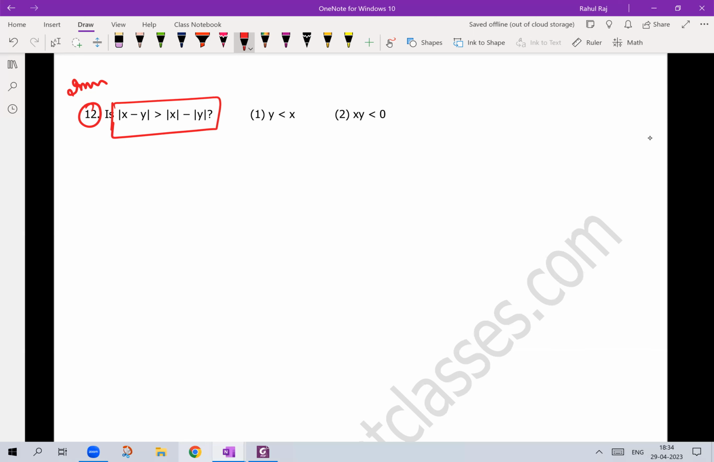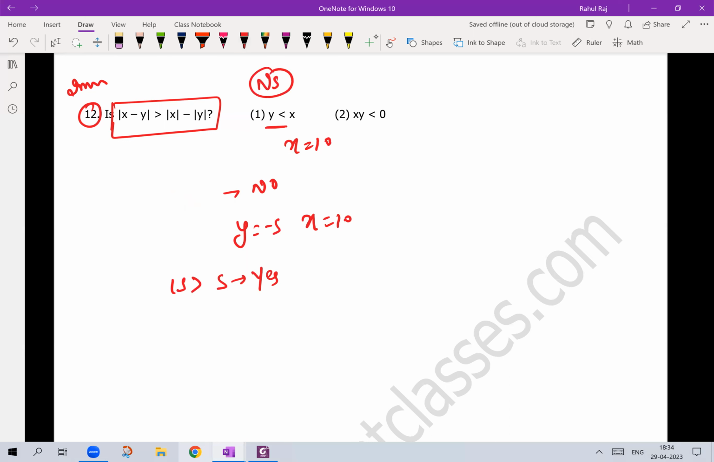So option number 1 says y is less than x. I'm not sure about the value of y and the value of x. Imagine if I take y as 5 and x as 10. Do I get this? I'll get 5 is greater than 5. That is a no situation. But imagine if I take y equal to negative 5 and x equal to 10. I'll get 15 greater than 5. That is a yes situation. So option number 1 is not sufficient.